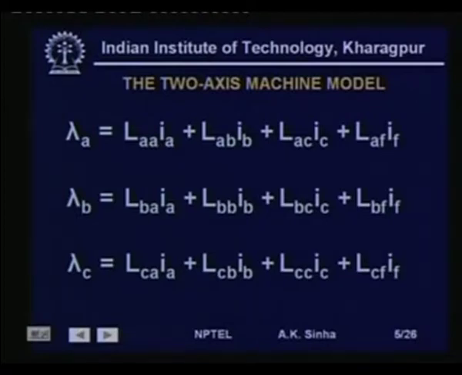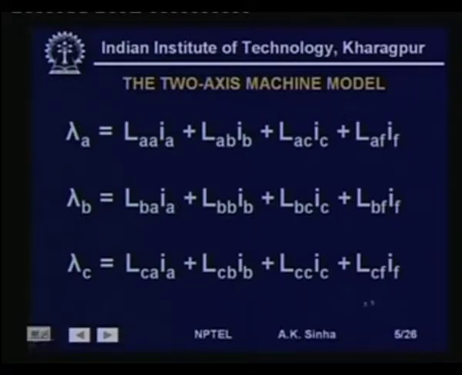L_BB is the self inductance of the coil on phase B, L_BC is between coils of phase B and phase C on the stator, L_BF is between coil B and the rotor. Similarly, the flux linkage with coil C can be written as L_CA into I_A plus L_CB into I_B plus L_CC into I_C plus L_CF into I_F.